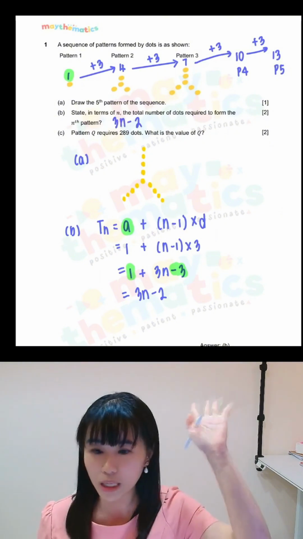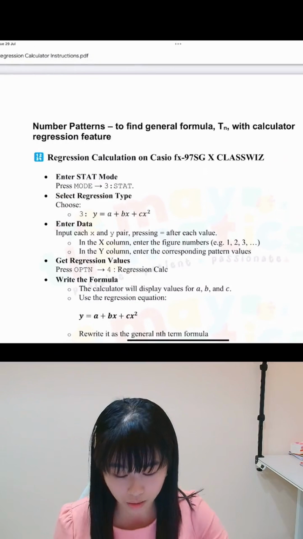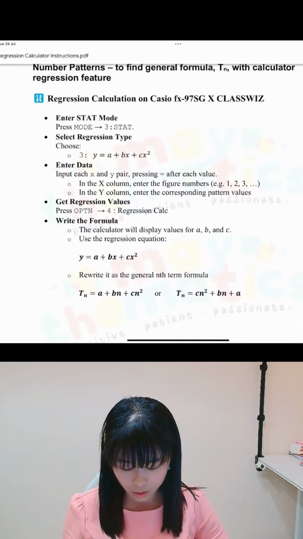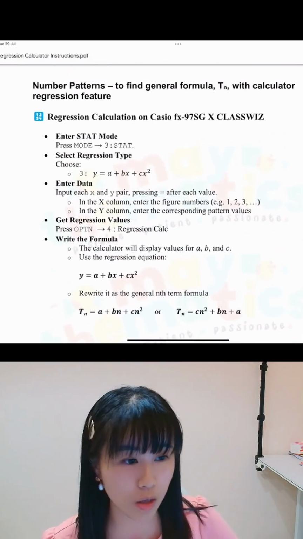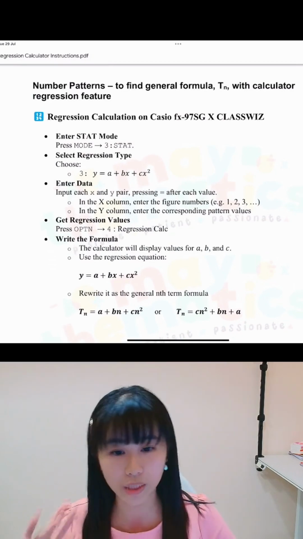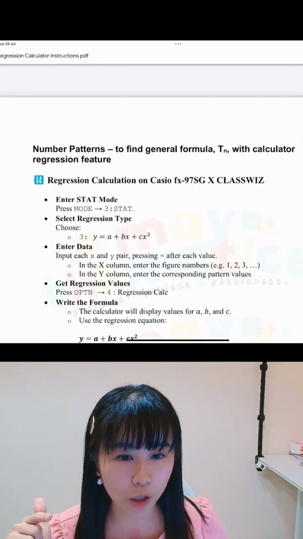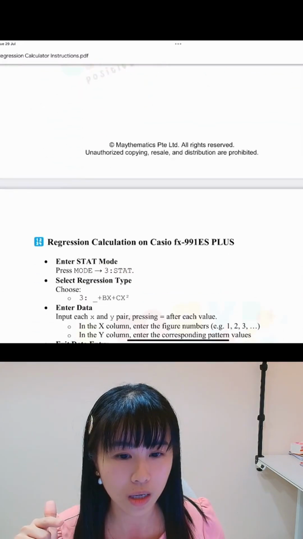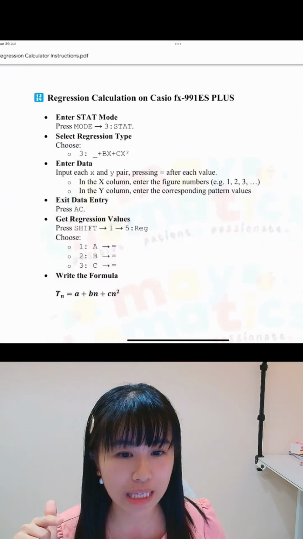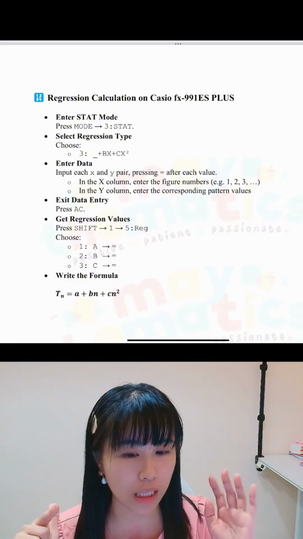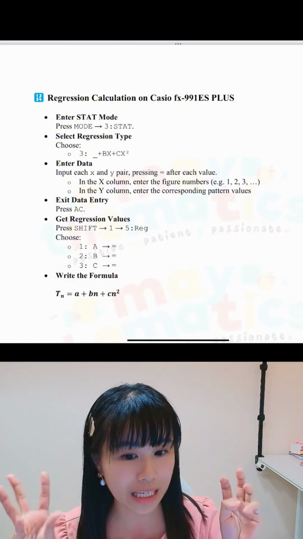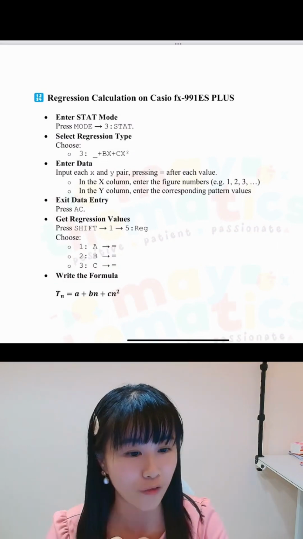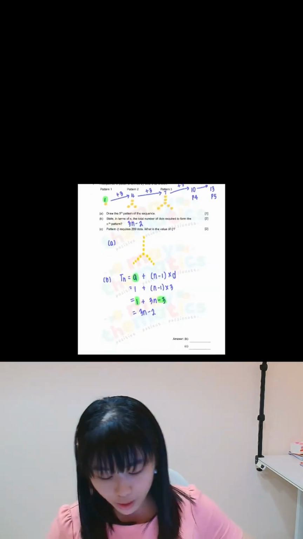Anybody want to learn how to use the calculator? Come, take a screenshot if you can. This is how you can use the calculator to get the formula. Depending on your model though, if it's Casio FX97 SGX, then it is this. If you are using Casio FX991ES, then this is the calculator way of getting the formula without memorizing the formula. Okay, so we got part B already.